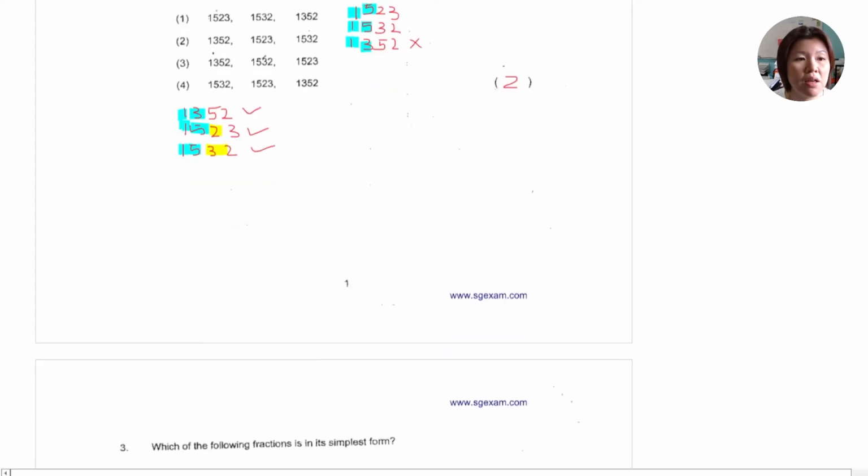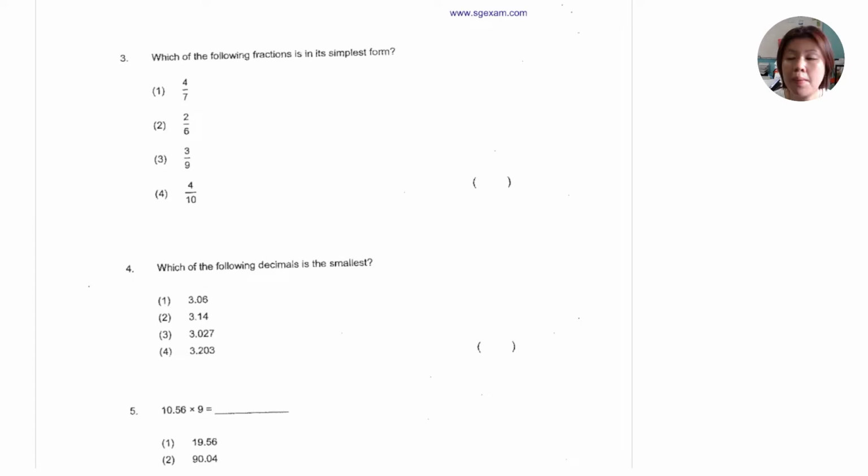Okay. Now let's move on to question 3. Question 3 is fraction. Okay, they want it to be in simplest form. So let's take a look. Simplest form means you must divide until you cannot divide the fraction any further. So I take number 1. Can it be divided by 2? No, 7 is an odd number. So in fact, actually number 1 is in the simplest form. Okay, but we have to double check for the rest.